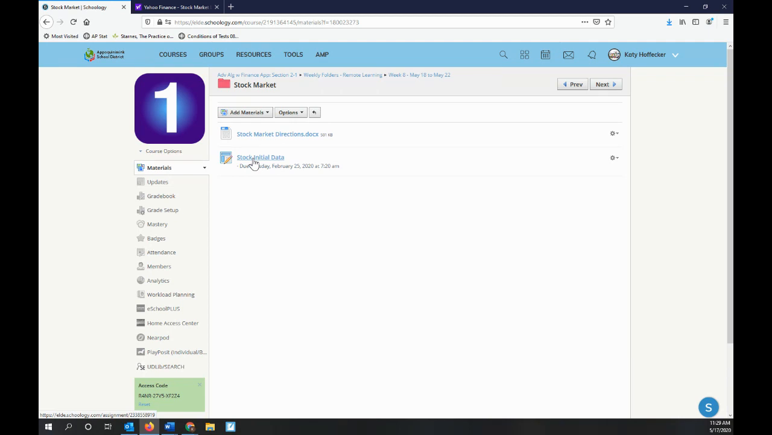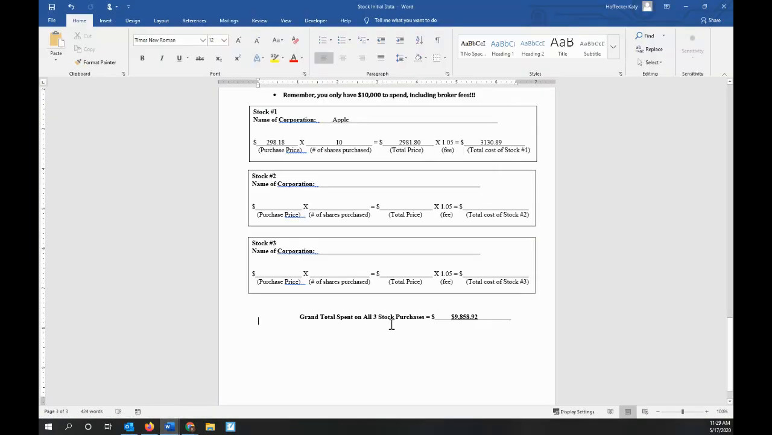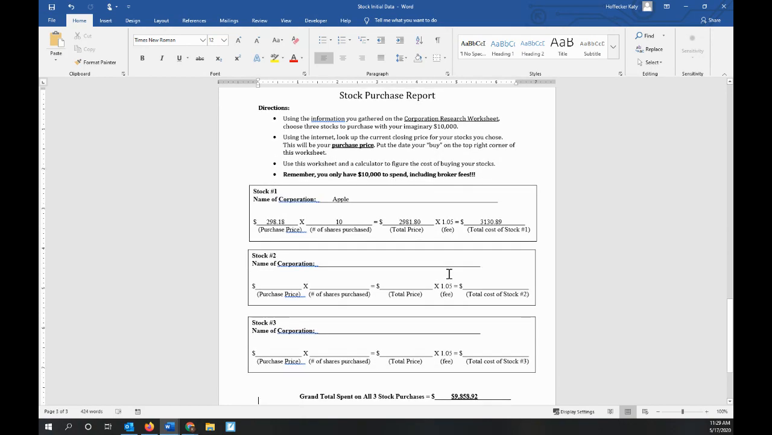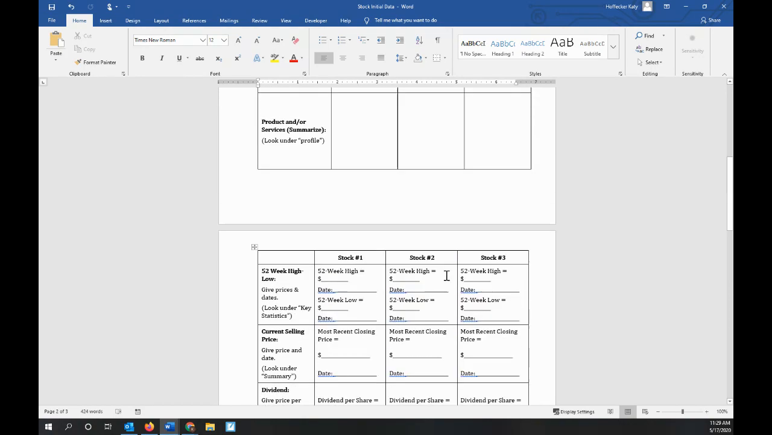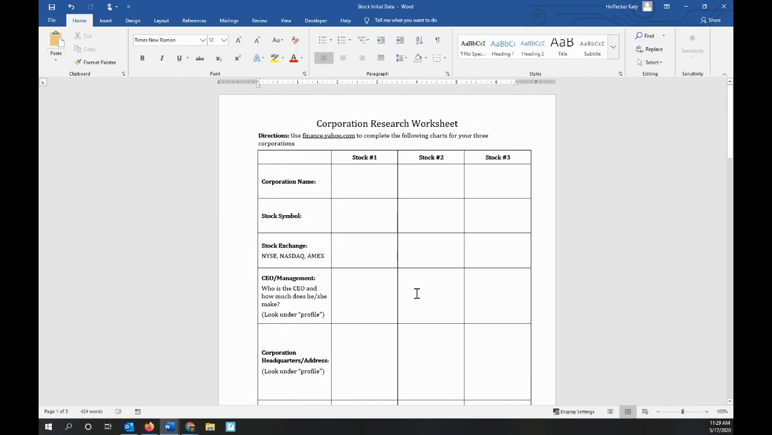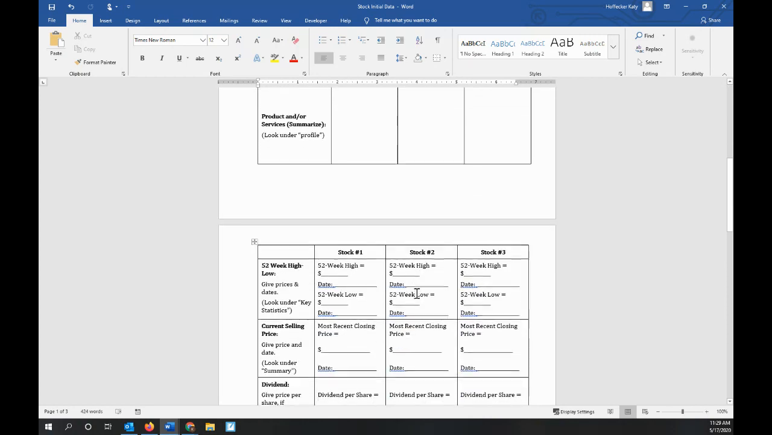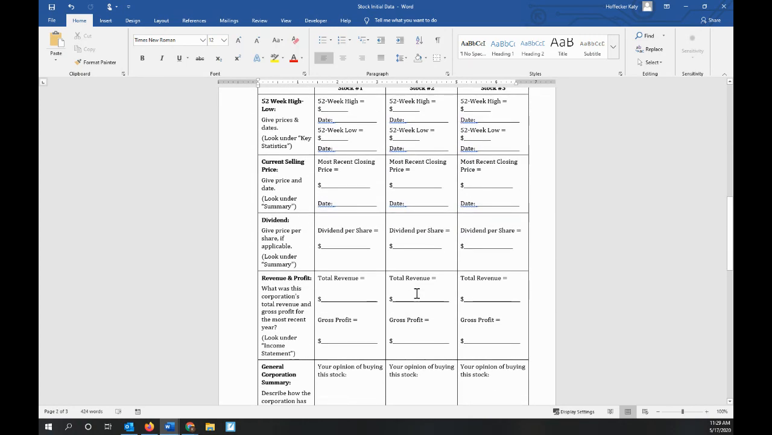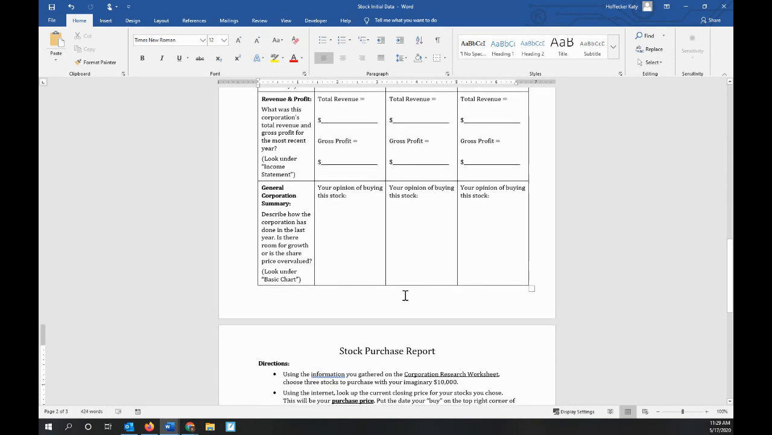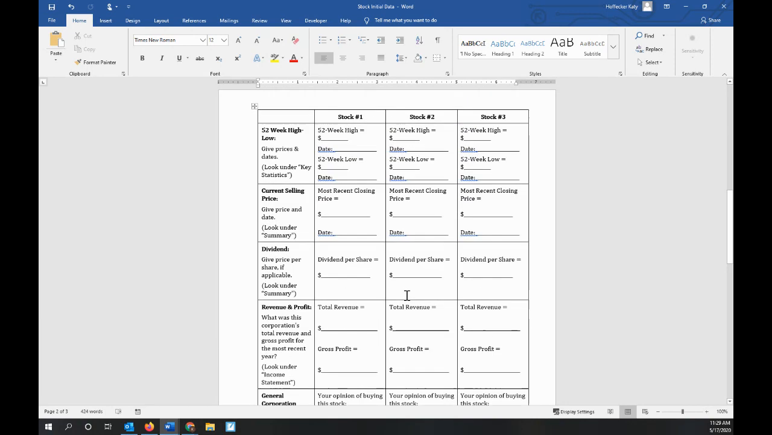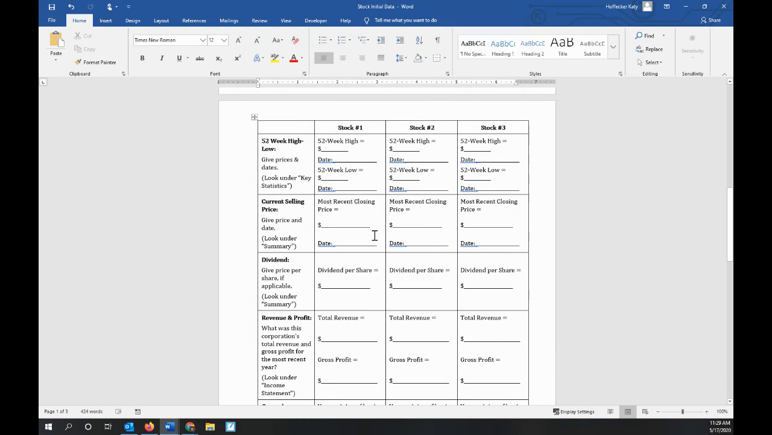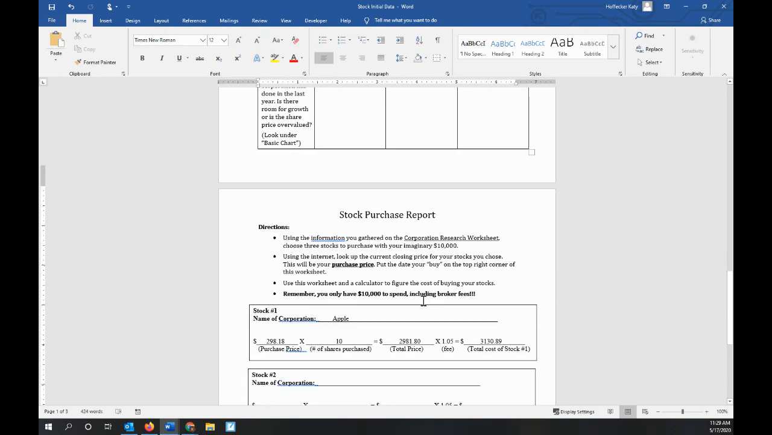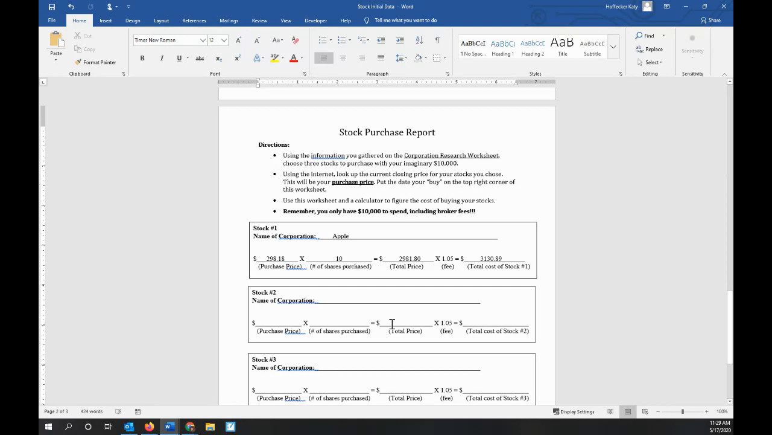I'm not going to click on it because I don't want you to be able to see everybody's names and scores. But if you go into there, you'll be able to see your submission with what you purchased. And this is the stock purchase report. You also would have filled in all of your research information. If you did not do this back in February, you do need to go back and do this for the date of February 24th, the most recent closing price you're going to look at. But you do need to go back and fill out your purchase report.